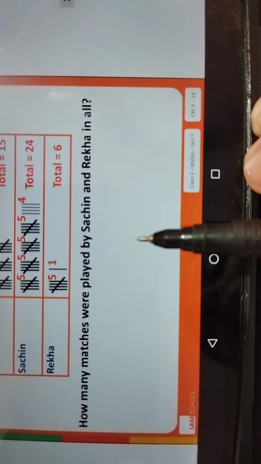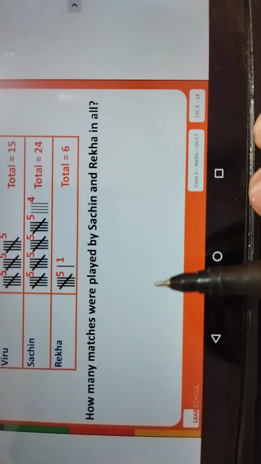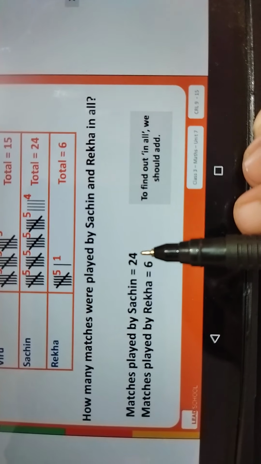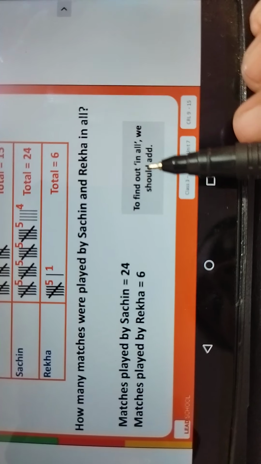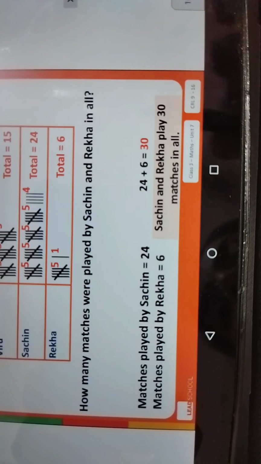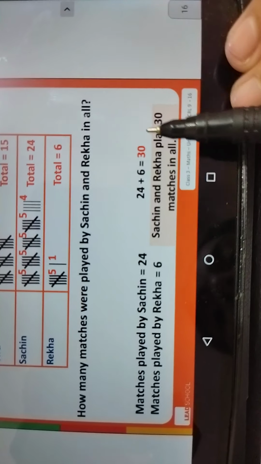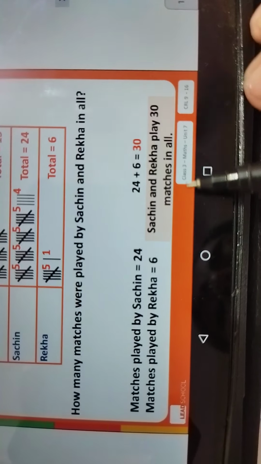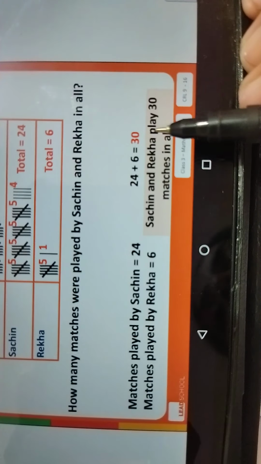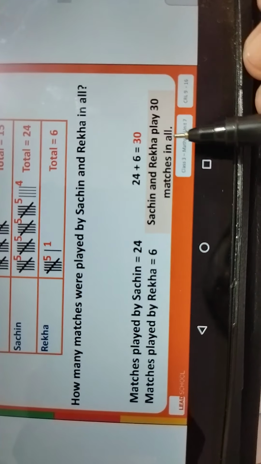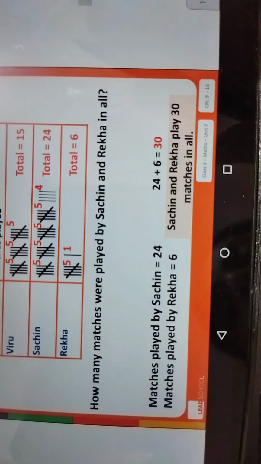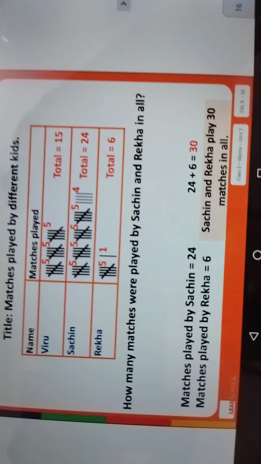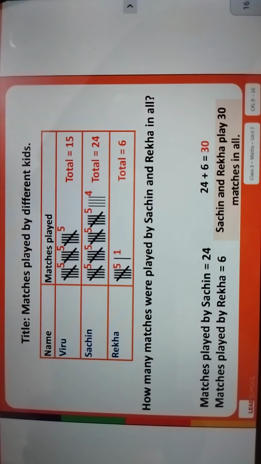How many matches did Sachin and Rekha play? So the matches played by Sachin are 24 and the matches played by Rekha are 6. To find out in all, we should add. So 24 plus 6, 30 is there. How many matches did Sachin and Rekha play here? 30. Next question. Now look at this, everyone, and write it down in your notebook.